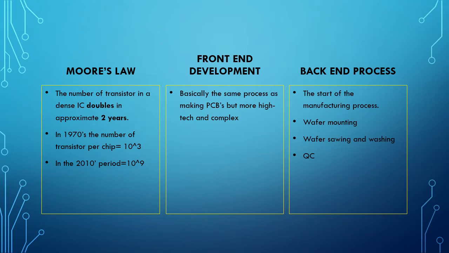We're going to talk about the processes in making an IC. Firstly, according to Moore's law, the number of transistors in a dense IC doubles in approximately 2 years. This means in 2020, the number of transistors in an IC will become the value of mega, which is 10 to the power of 9, because of the advance in manufacturing processes.